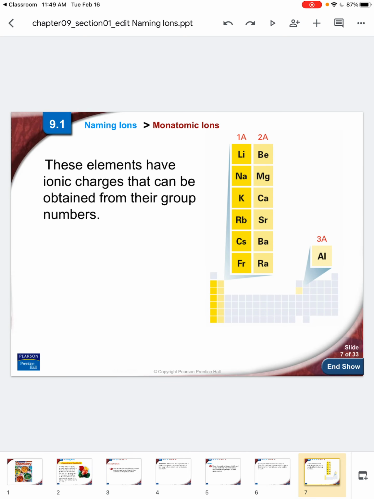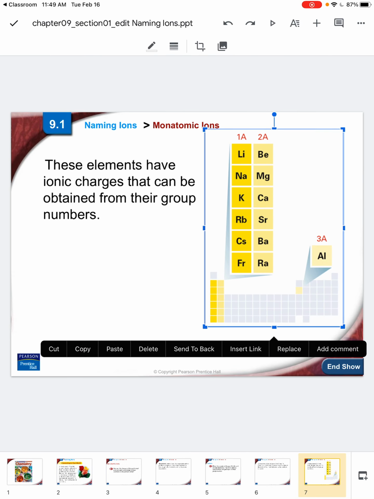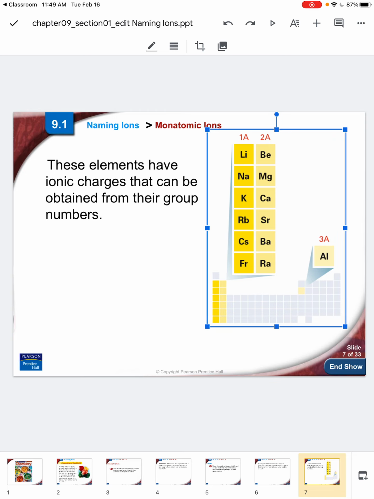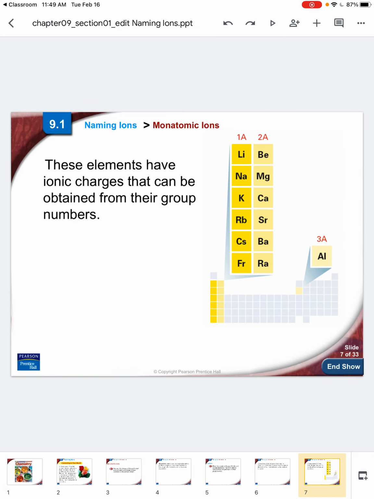So, for example, lithium, my Apple Pencil is not working the way I expected it to, but lithium, sodium, potassium, rubidium, cesium, and francium all form +1 ions because they're in group 1. Beryllium, magnesium, calcium, strontium, barium, and radium form +2. And similarly, aluminum over there in group 3A forms a +3 ion.